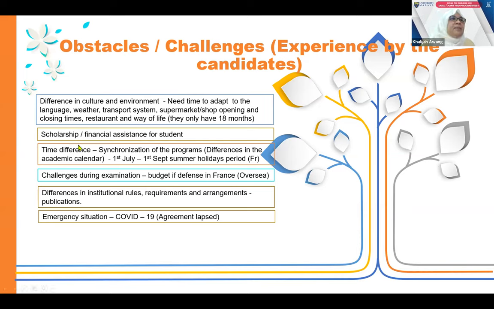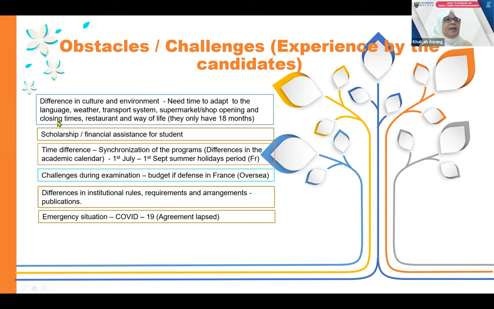Difference in culture and environment. Students need time to adapt to the language, weather, transport system, supermarket, shop opening hours, and everything. Even though I've sent them for training, they still have some problems, because the 3-month training is very short. So it's not the same. Everything is already set for them, the lodging and everything. When they go there for 2 years or 1 year, 1.5 years, they have to find everything themselves.